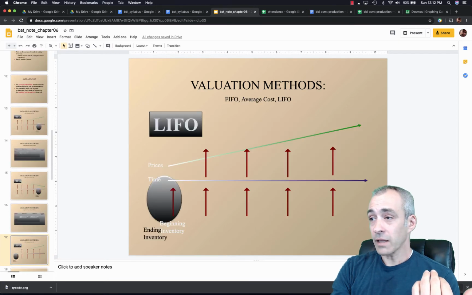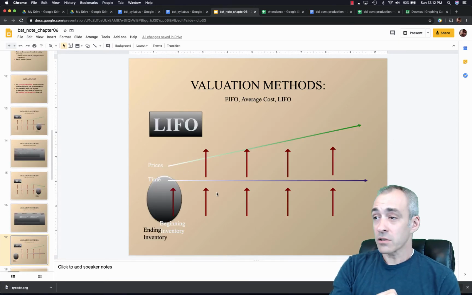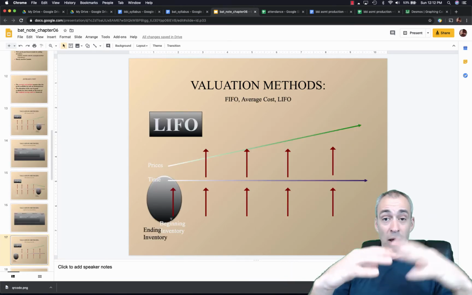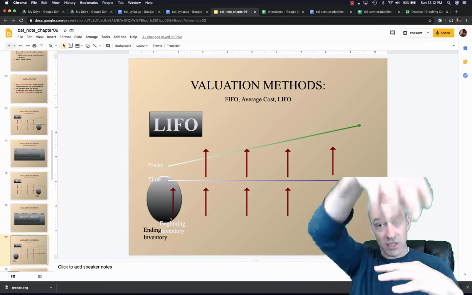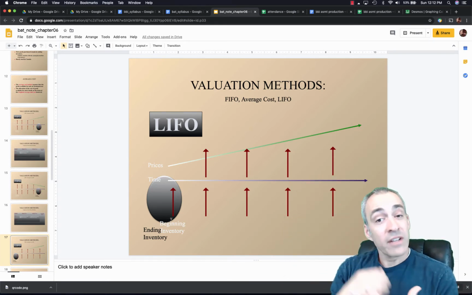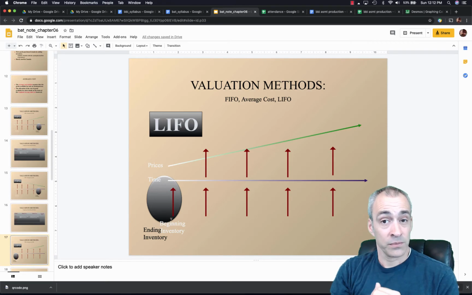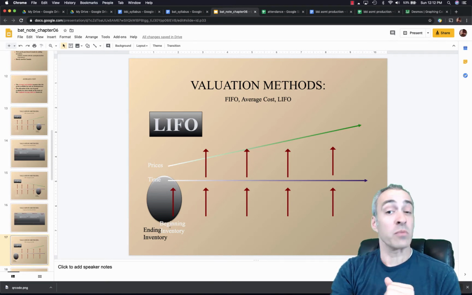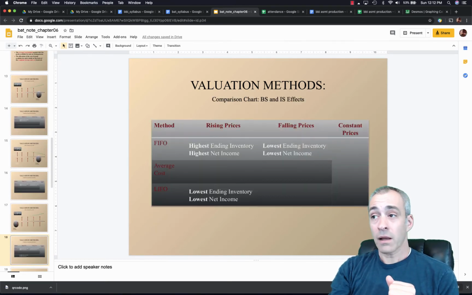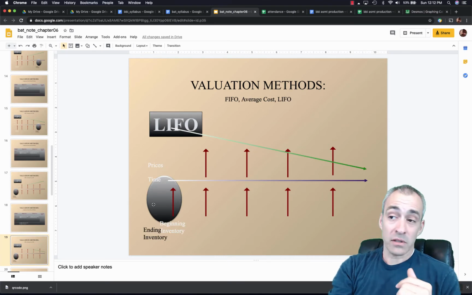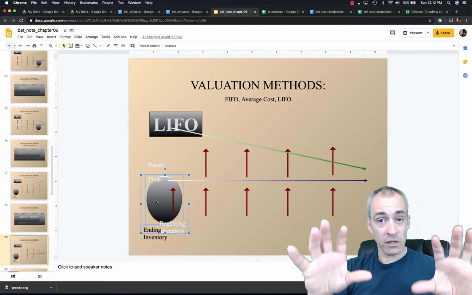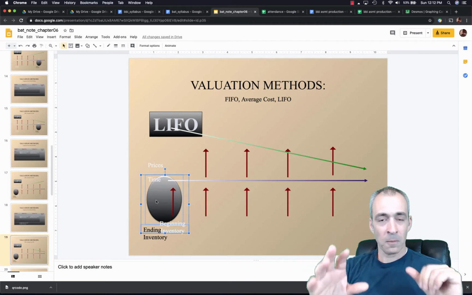Right? Let's look at LIFO. LIFO, when prices are rising, assumes that, again, there's this pile of mulch and the new mulch comes on top and you sell the new stuff first. So what's left in inventory is the oldest. And if prices are rising, it's therefore the cheapest stuff. Right? Average cost is the opposite. Since it's the oldest, so here's what you remember.